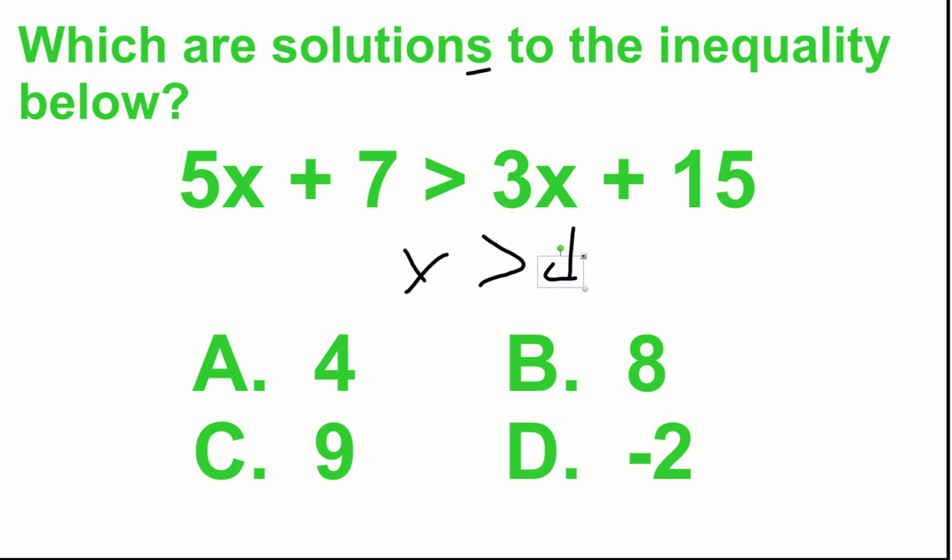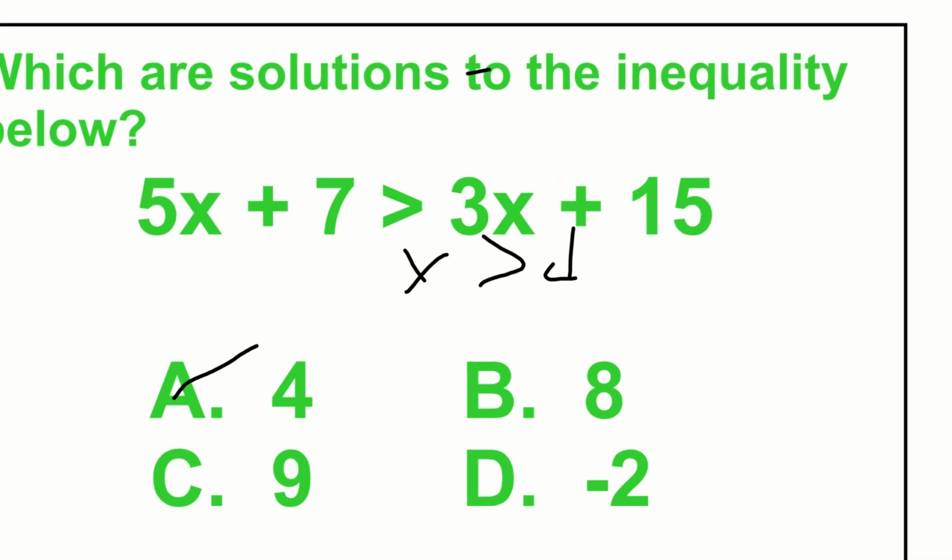All right, so now when we look at their answers, we got x greater than 4. Y'all, is 4 greater than 4? No. If there was a line underneath our inequality symbol, then 4 would work. Y'all, is 8 greater than 4? Yeah. So B works as a solution. Is 9 greater than 4? Yeah. So that means C works. Is -2 greater than 4? No. So that one doesn't work either. Everybody kind of follow how those work?